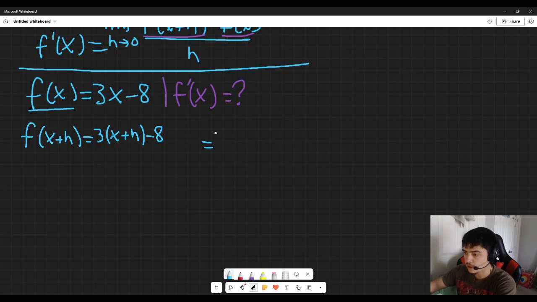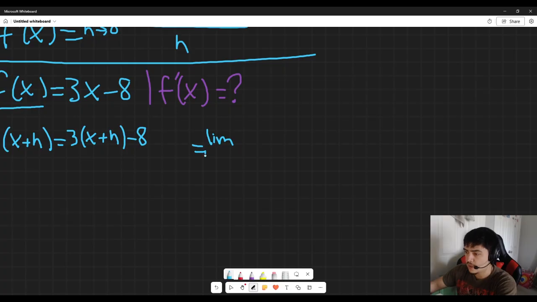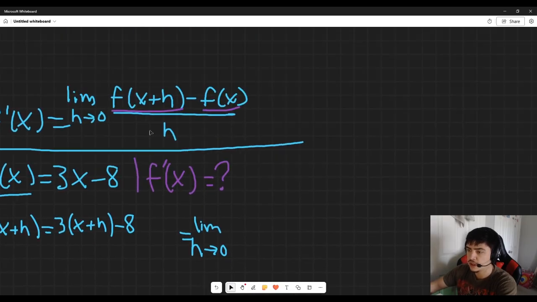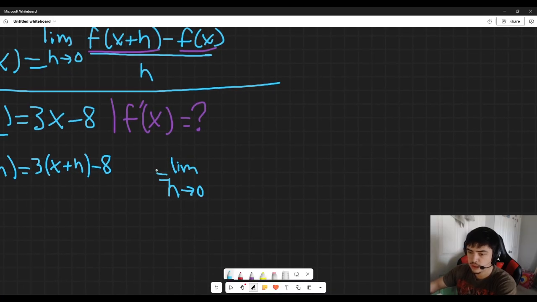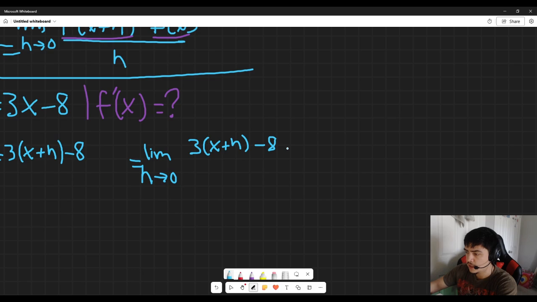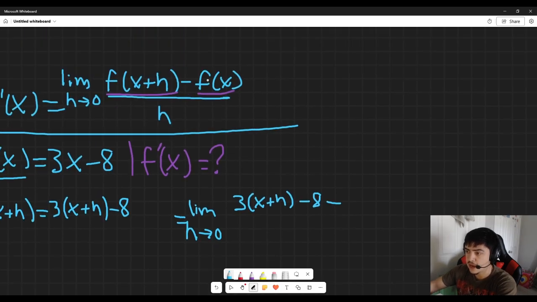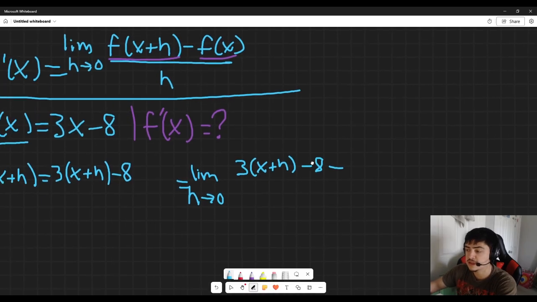So we have our limit as h goes to 0, and let's plug in what we have. So we need to plug in our x plus h, which is right here. So I'm going to go ahead and do 3 parenthesis x plus h minus 8. And then I'm going to do minus, because there's a minus right here, right? Minus our entire function. This is very important for you guys to take note of.